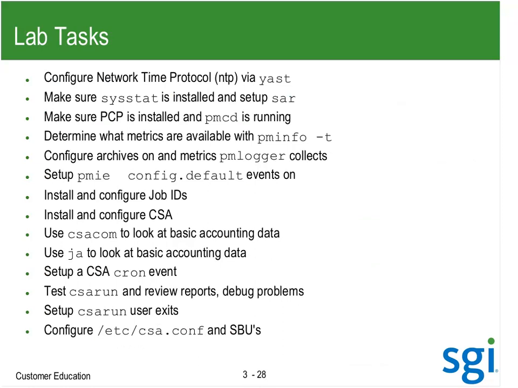So, lab tasks. One of the things we've got to make sure is that my timestamps are all accurate, that we're all on the same time zone and within a few minutes of each other. Make sure that sysstat is installed and set up the SAR command, like sysstat for 31 days. Make sure PCP is installed. Determine what metrics are available. Configure the archives and get a pmlogger collection going. And set up PMIE. That's all that you're doing.